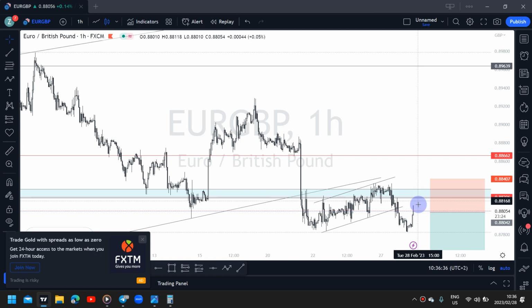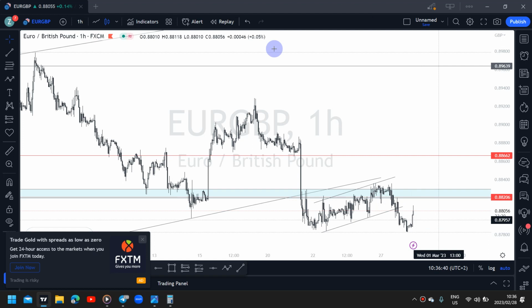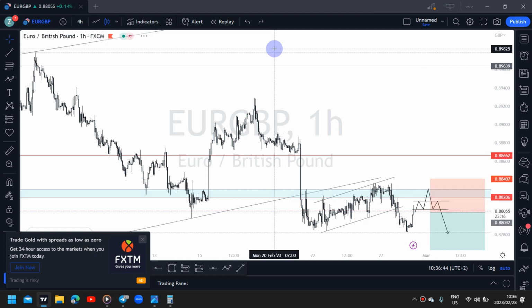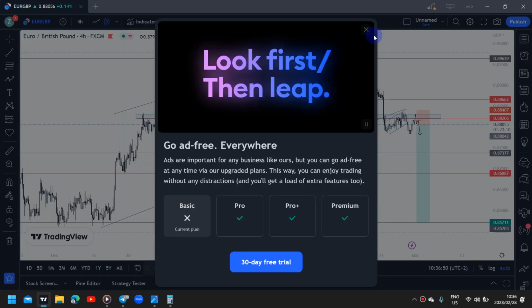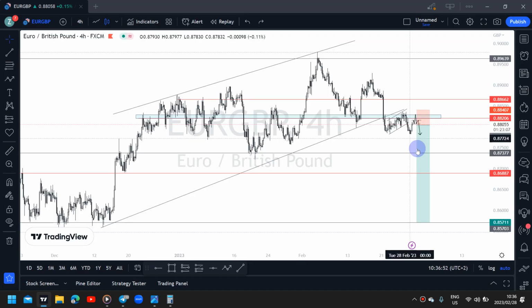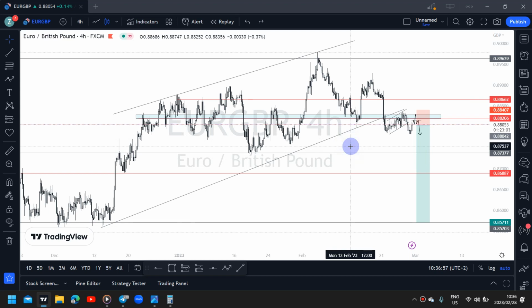So yeah, at the end, I do wanna see reversal chart patterns, right? For me, basically reversal patterns for me to basically cater for a trade on this pair. And yeah, this is my analysis.